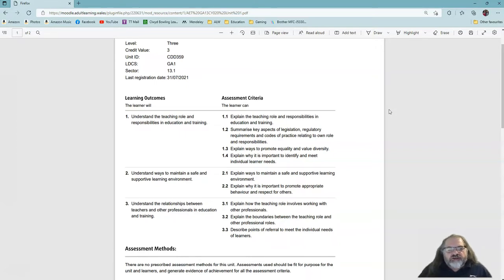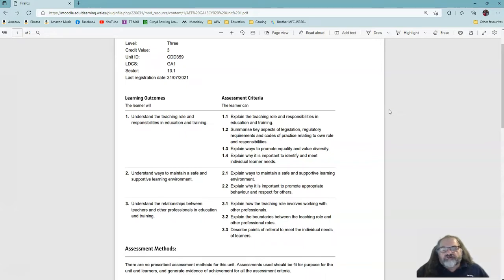We're going to understand relationships between teachers and other professionals in education and training. So we're going to look at how the tutoring role works with other professionals. So there'll be other professionals in your organisation, such as the admin team. There might be learning support people. And other professionals outside, and we will explain the boundaries of the teacher and other professional roles. So where does the role of the tutor end and where does the role of another professional come in?